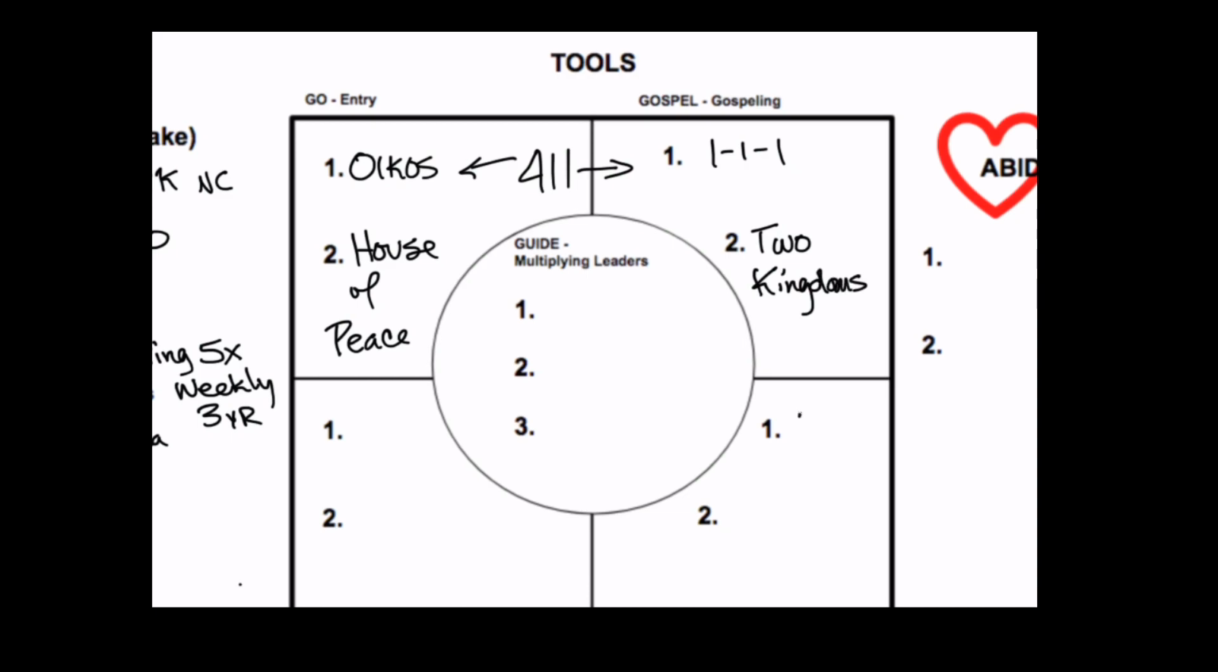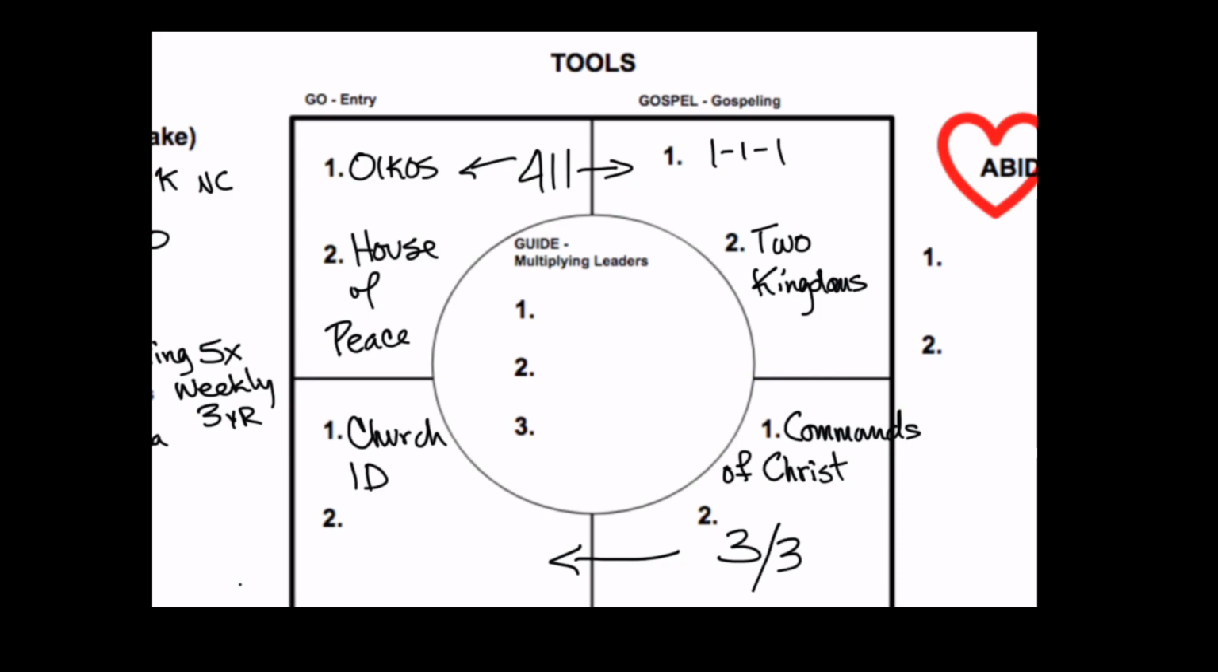For discipleship, field 3, we're going to do the commands of Christ. And of course, we're going to use the 3/3 while we're doing that. And 3/3 is going to be a foundation for our churches. But the tools that I'm going to use are the Church ID module and then the Church Circles module to talk about church function and healthy church.